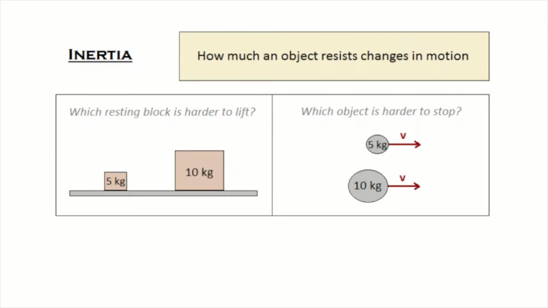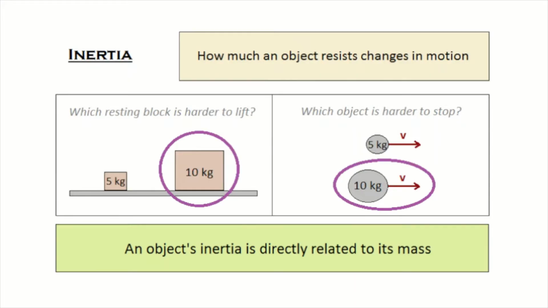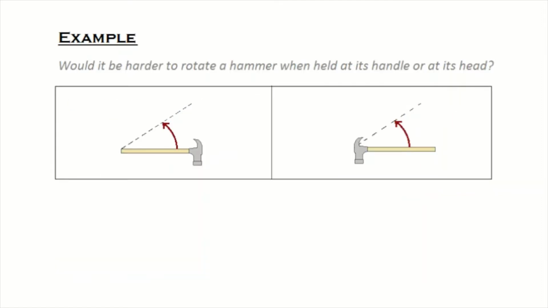On the right, we're looking at two spheres flying through the air. The goal is to stop them or catch them and change them from moving to resting. So in each case, which one would be harder to change the motion of? We would want to choose the 10 kilogram mass, the heavier object. It is always harder to change the motion of the heavier object, so an object's inertia is directly related to its mass.